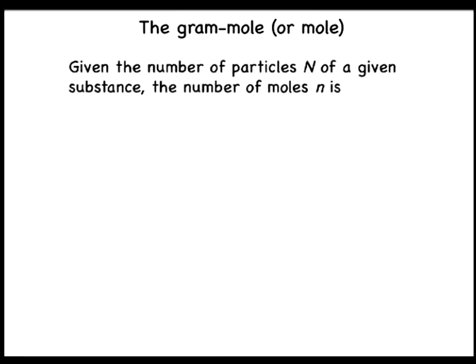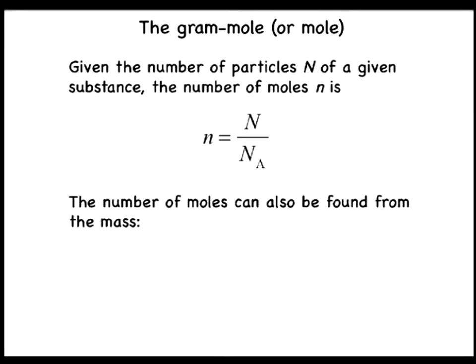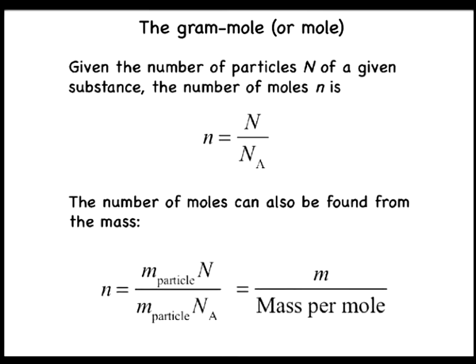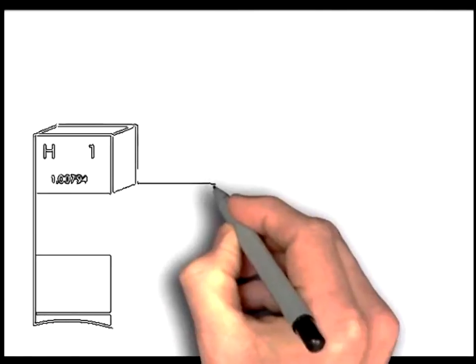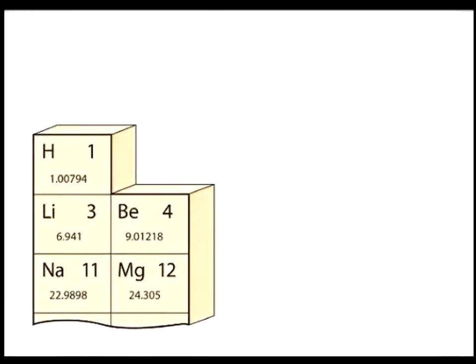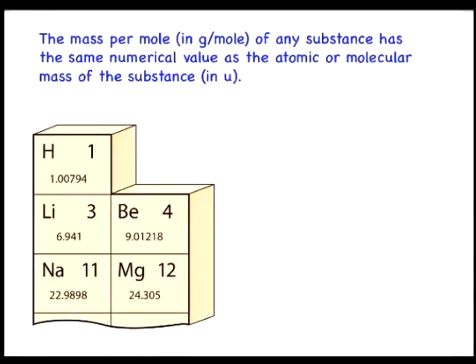Given the number of particles N of a substance, the number of moles, n, is given by n equals N divided by N_A. The number of moles can also be found from the mass of the substance by multiplying the numerator and denominator in this equation by the mass of the particle. The numerator is then equal to the mass of the substance, and the denominator is the mass per mole expressed in grams. The mass per mole, in grams per mole, of any substance has the same numerical value as the atomic or molecular mass of the substance in atomic mass units.